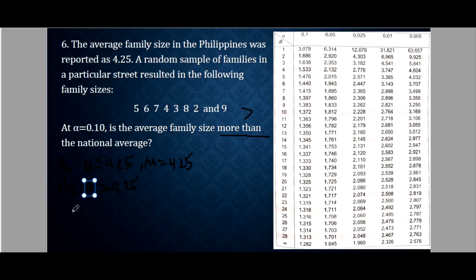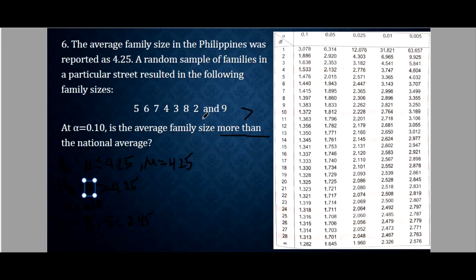Next is the alpha. Alpha is given at 0.10. Next, is this a Z or a t-test? Let's examine the n and the standard deviation. The n here is 1, 2, 3, 4, 5, 6, 7, 8, so there are 8 families. And since we're given a sample, we can compute for S. If you compute for S, it is equal to 2.45.